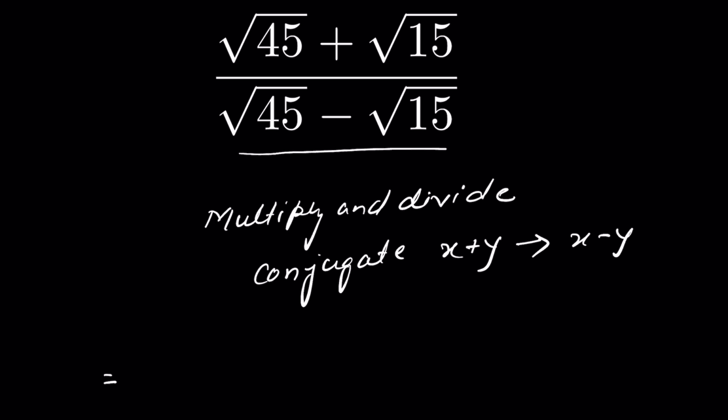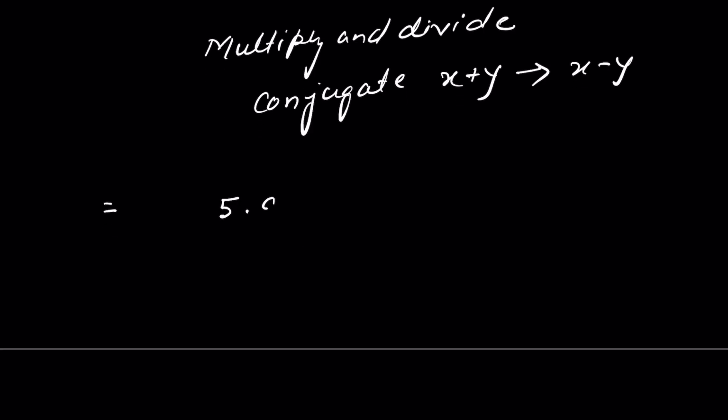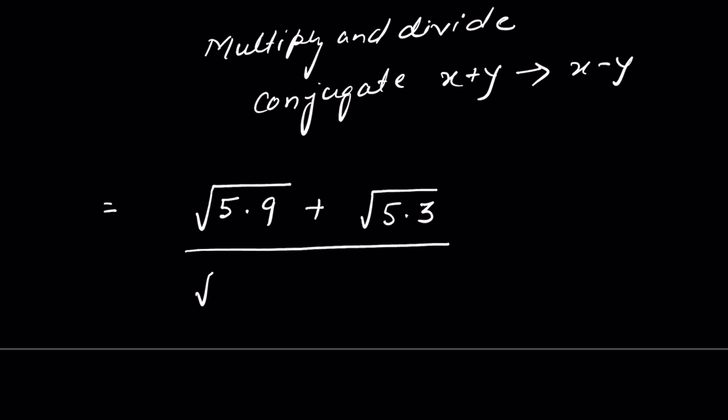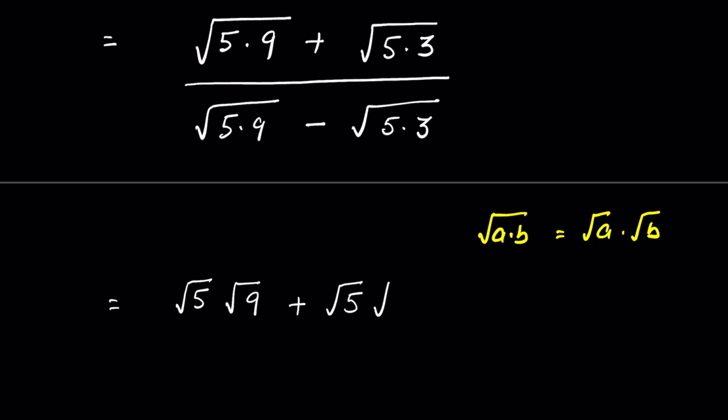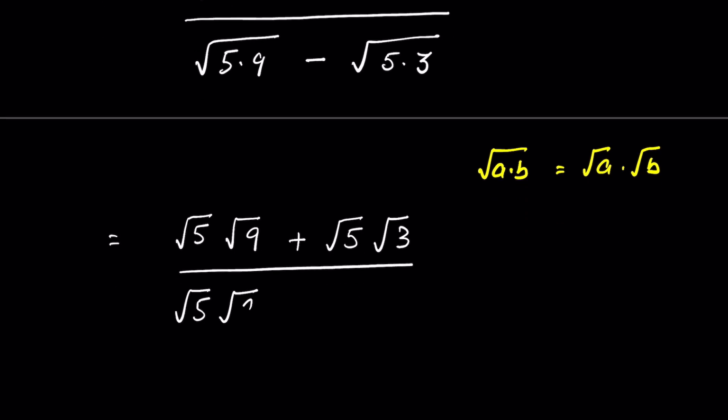Now square root of 45, we can write as square root of 5 times 9, plus square root of 15, which is square root of 5 times 3, upon the same square root of 5 times 9 minus square root of 5 times 3. Now when a times b is under root, we can write it as root a times root b. Therefore here we can write square root of 5 times square root of 9 plus square root of 5 times square root of 3 upon square root of 5 times square root of 9 minus square root of 5 times square root of 3.